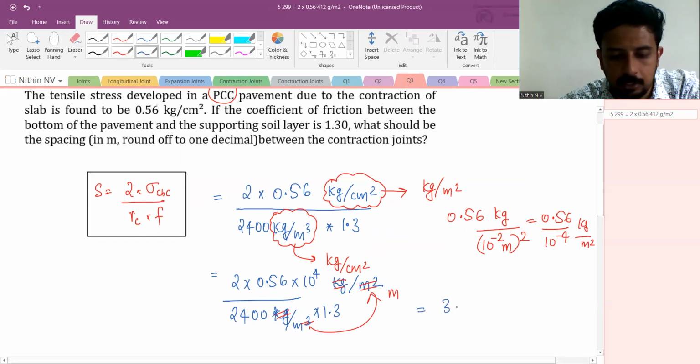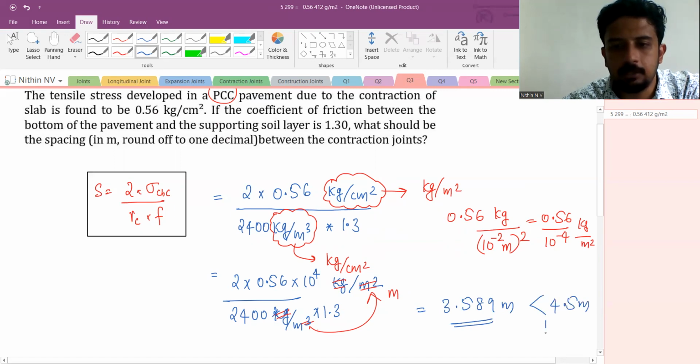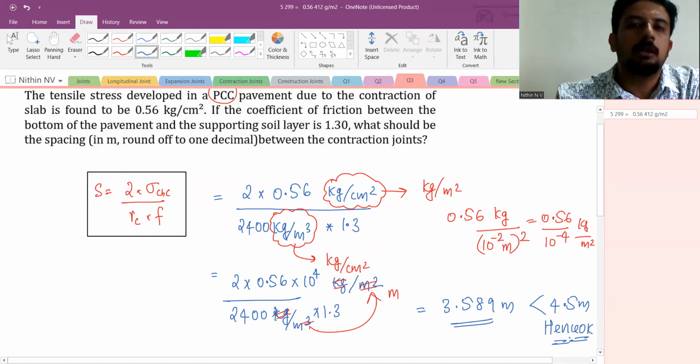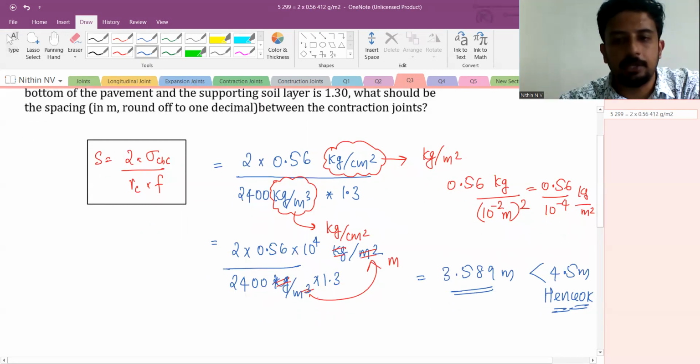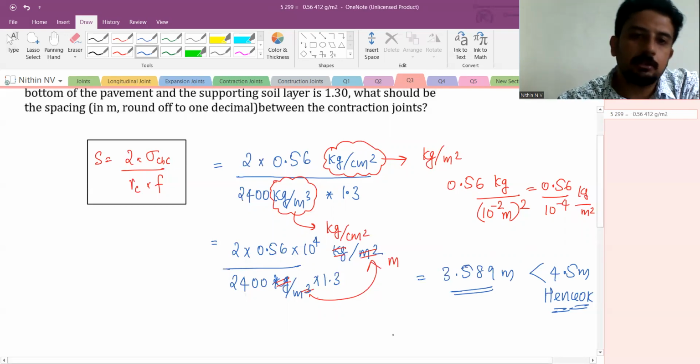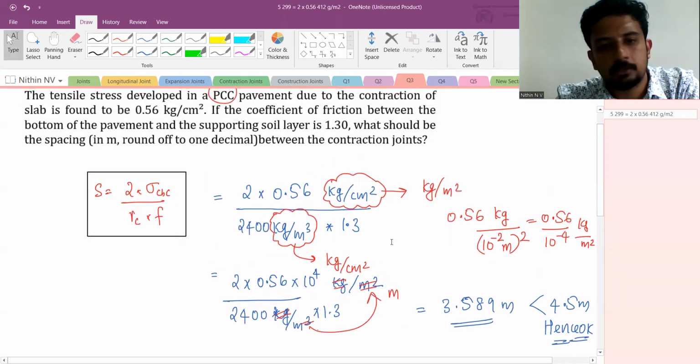So once you do it, 3.589 meter you are going to get. It's comfortably less than 4.5 meter. Hence, okay, you need to write this step there: comfortably less than 4.5 meter. Suppose the calculated value goes beyond 4.5 meter, then the final answer should be 4.5. That's it. Got it, guys?